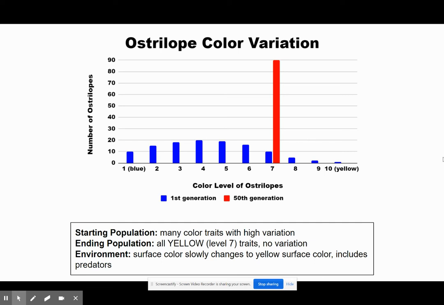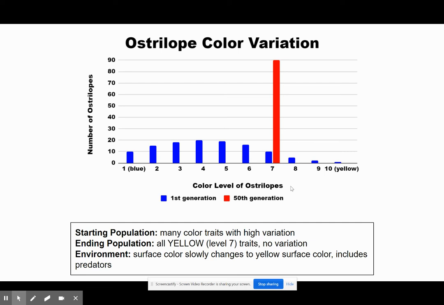And then towards the ending population, the 50th generation, all yellow. These are all yellow australopes at this point, or level 7. And there's no variation anymore. There isn't a lot of variety because they're all the exact same color. And what we've noticed is the environment has changed. The surface color slowly changes to a yellow surface color. Before it was a bluish green, and now it's completely yellow. The environment is yellow, and the environment also includes predators. There are predators that chase the australopes.